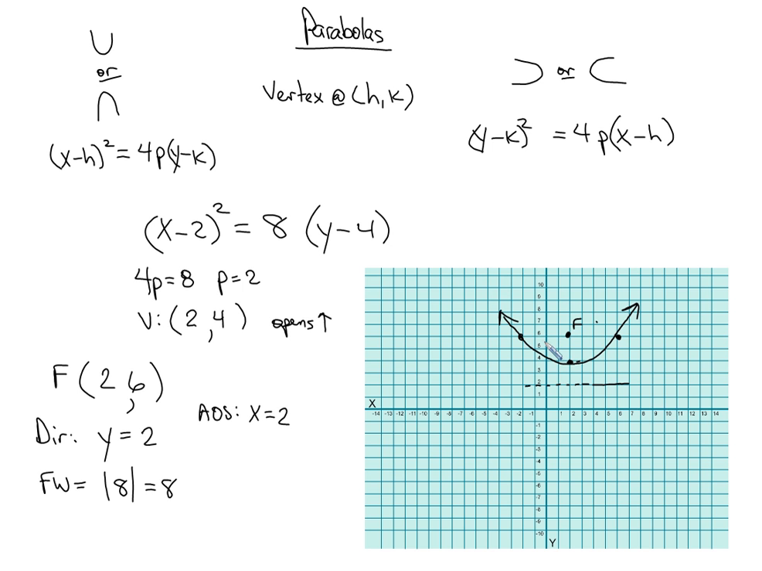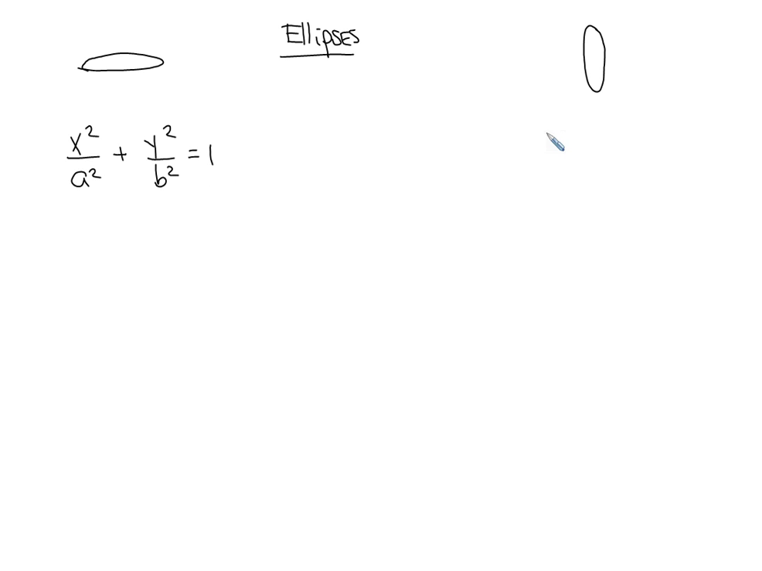Questions on that one before we move on to ellipses? Okay, let's move on to ellipses then. And we'll just run through all of our shapes. Okay, so on ellipses, we had 2 different kinds of ellipses. We had these ellipses and we had these ellipses. And so the equation was x squared over a squared plus y squared over b squared equals 1, or x squared over b squared plus y squared over a squared equals 1, where a is greater than b.